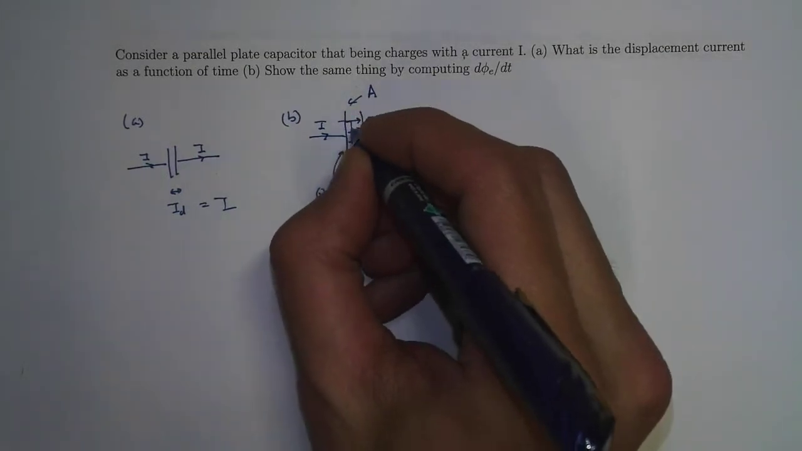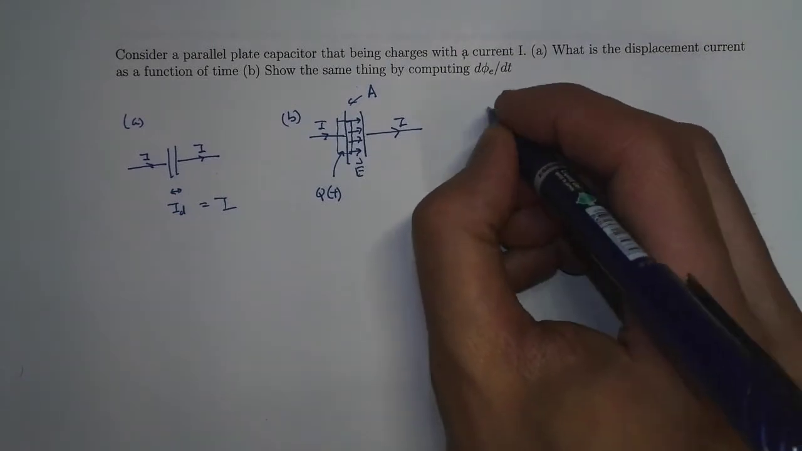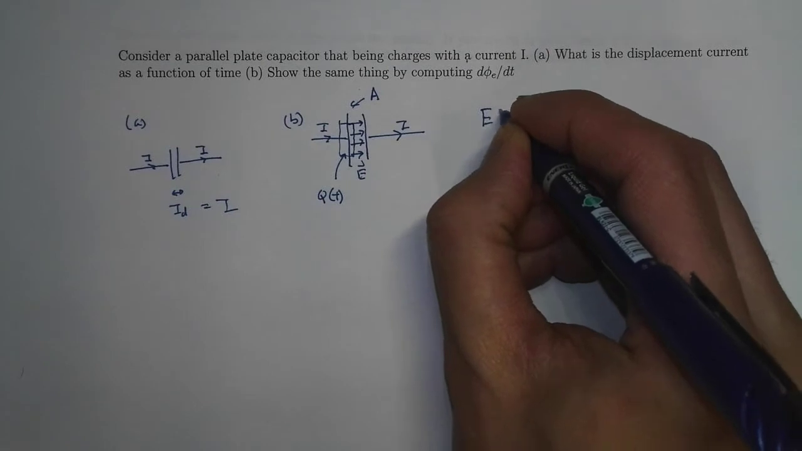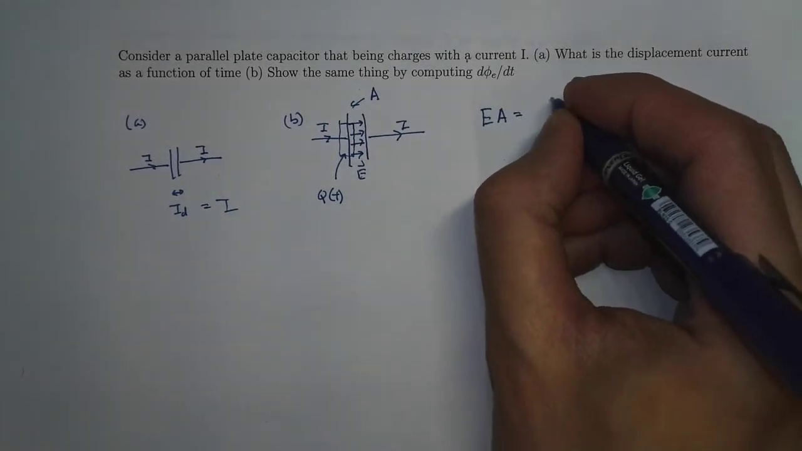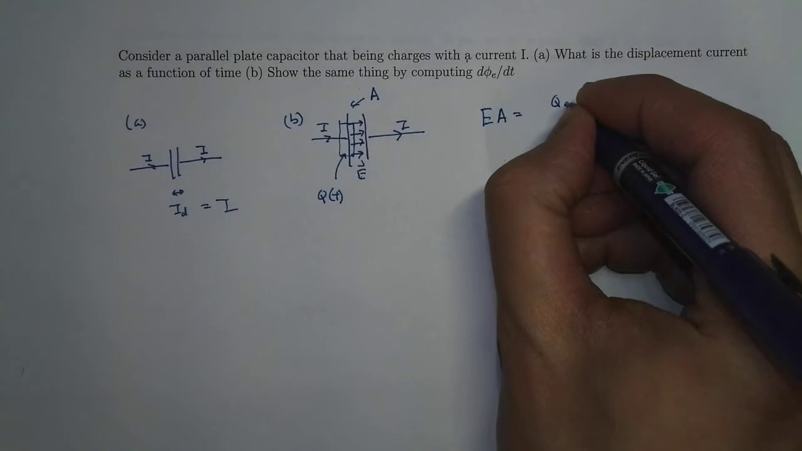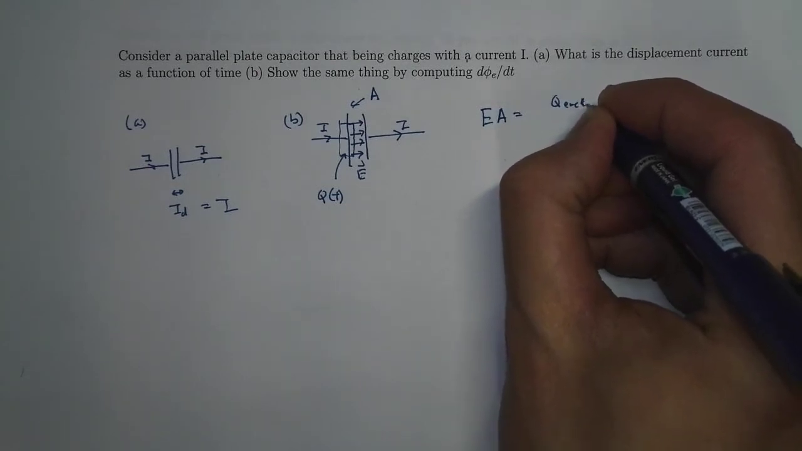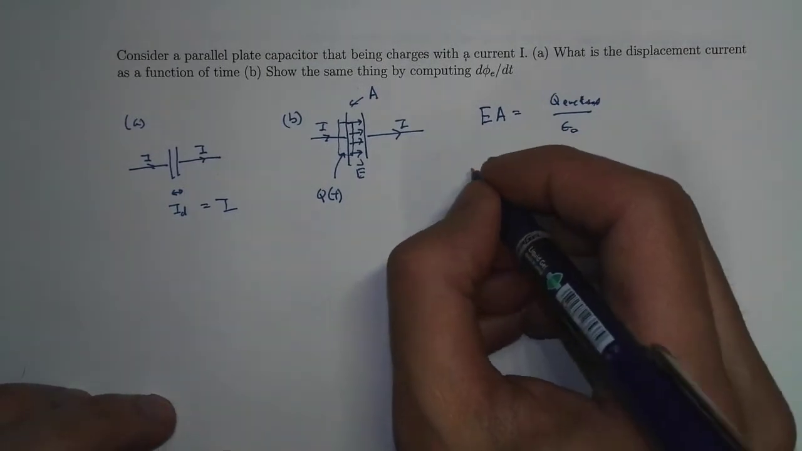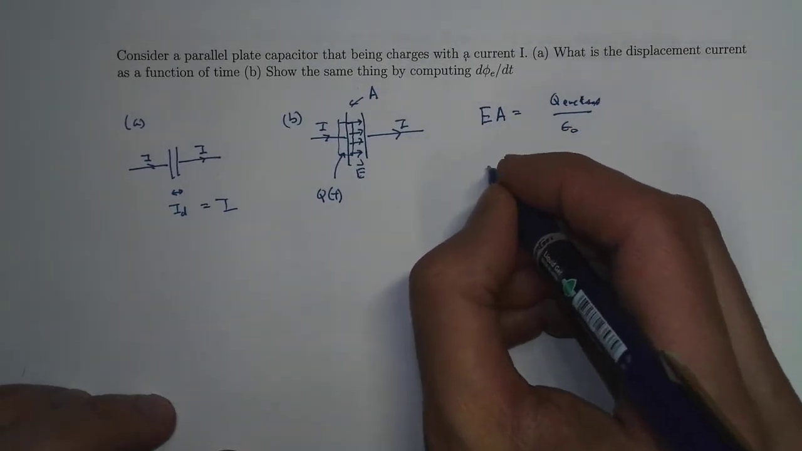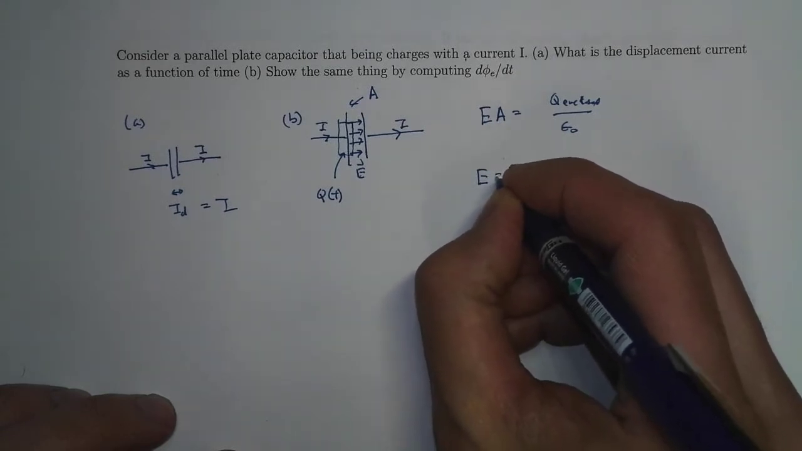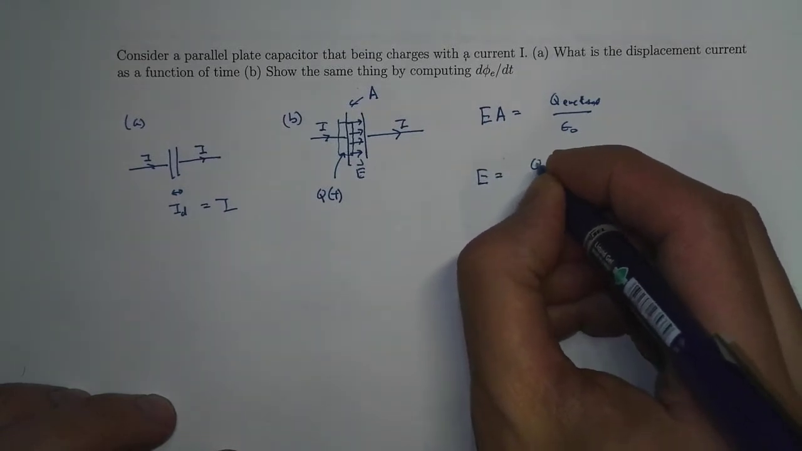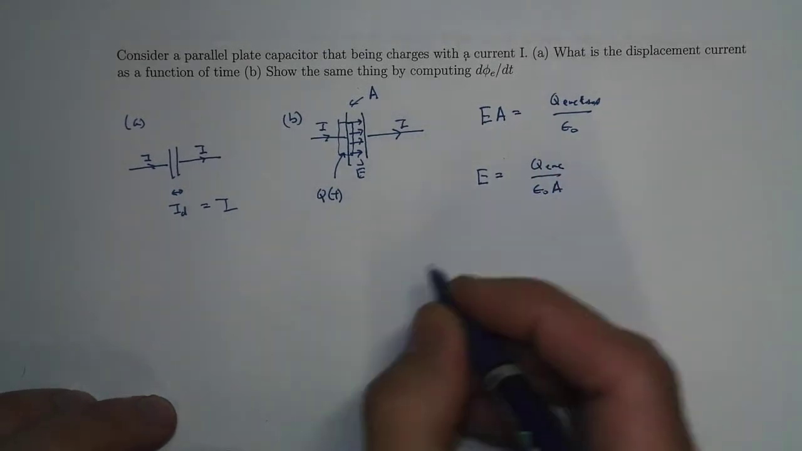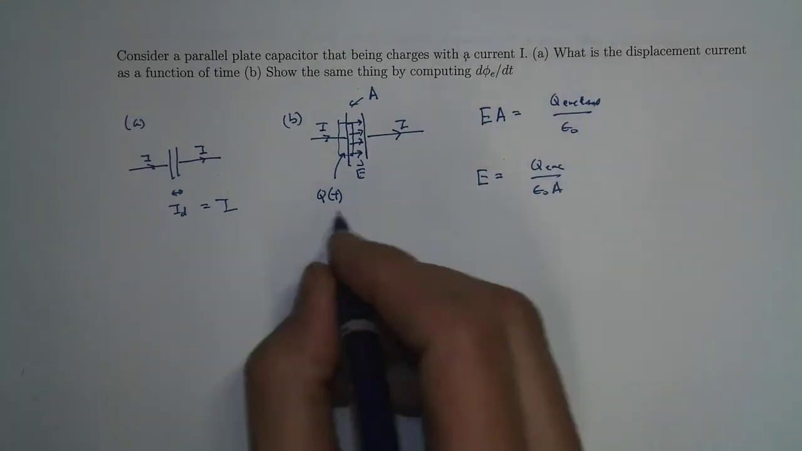If I use just Gauss's law and draw my surface like this, then basically only one side of it is important. So I get E times A is equal to Q enclosed divided by epsilon naught. I could rewrite this as E is equal to Q enclosed divided by epsilon naught times A. So that is E.